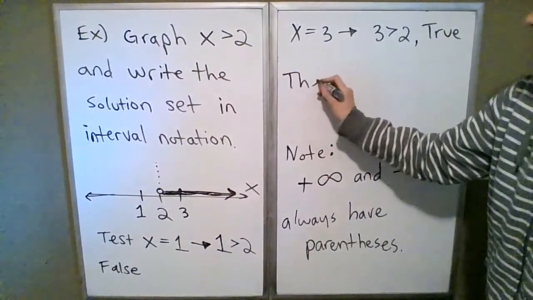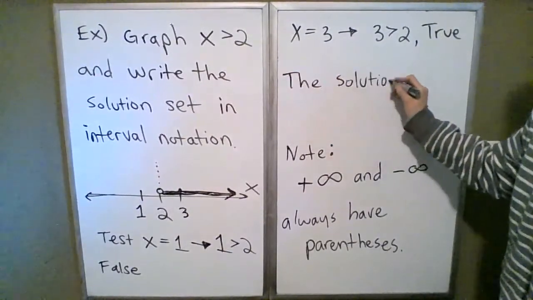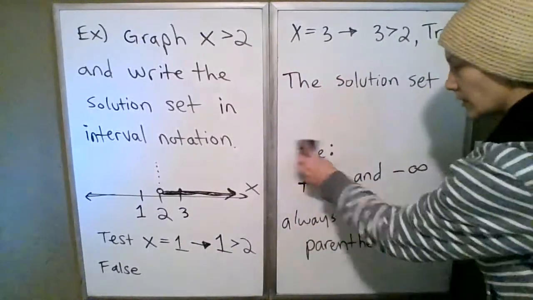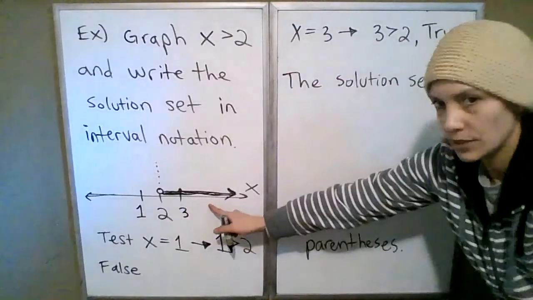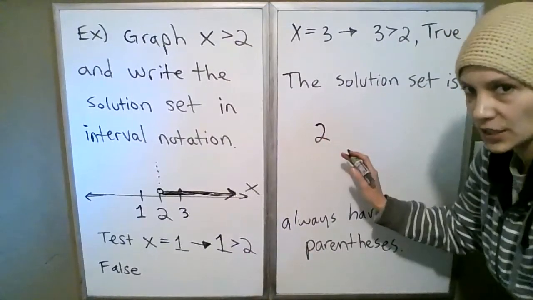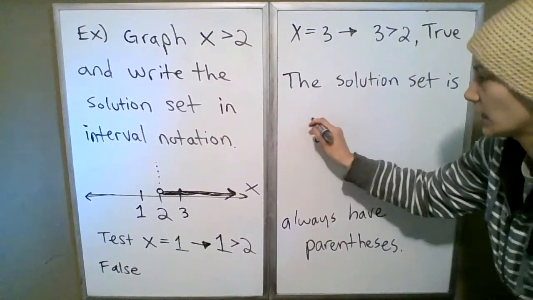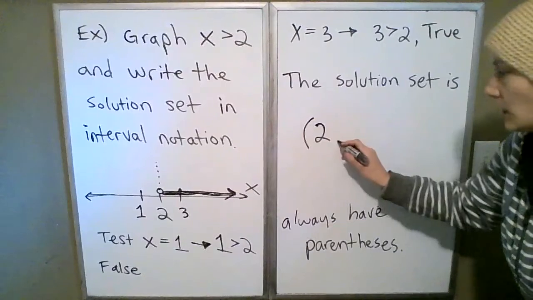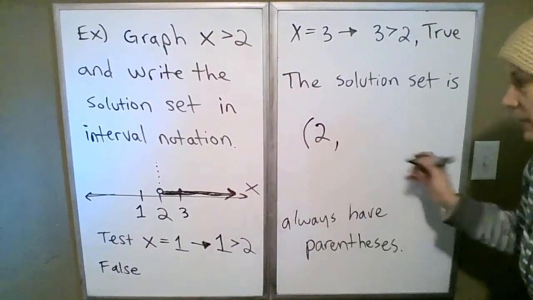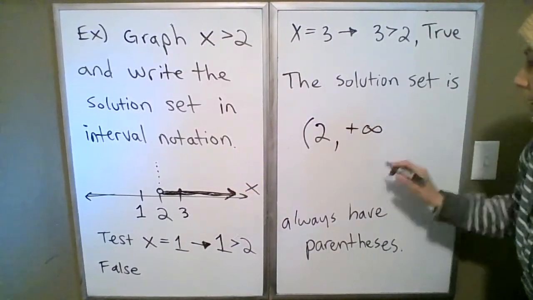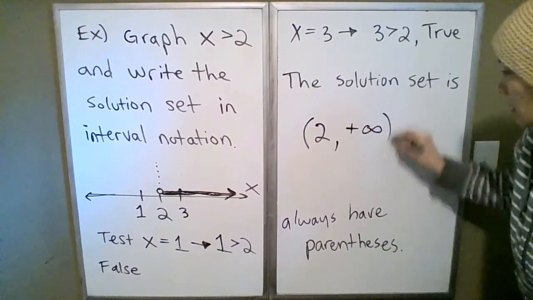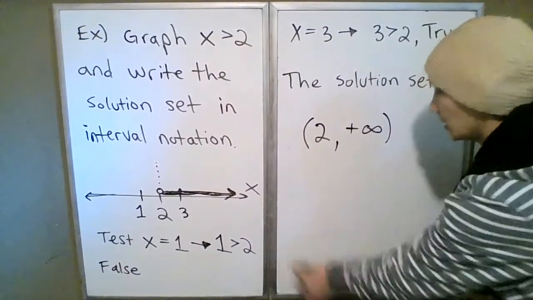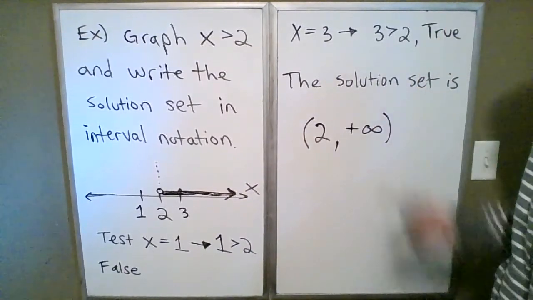Okay, the solution set goes from the small number over to the larger number. The smallest number you can have is 2. You can't actually use the number 2, so use a parenthesis, which means get very close to 2, but don't include it. Then the larger value would be positive infinity. And this always has parentheses. So it's not a number that you can include in the set. All right.